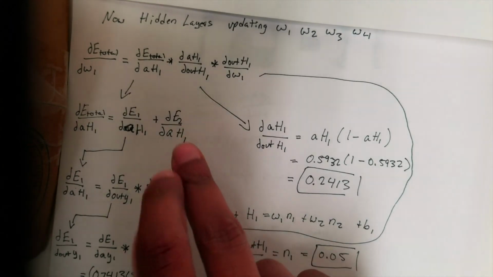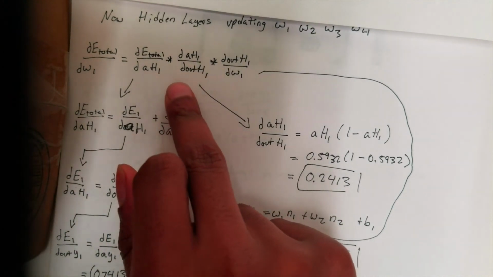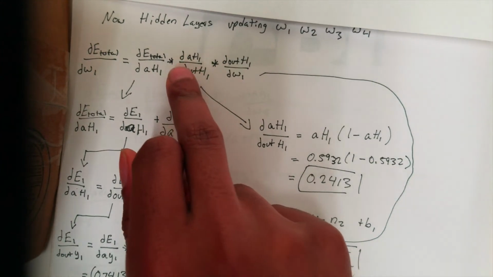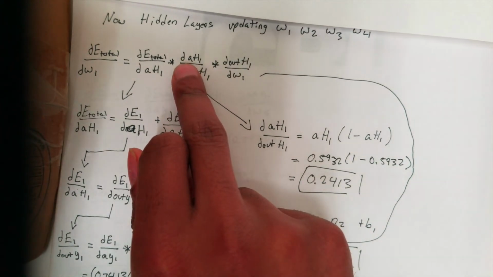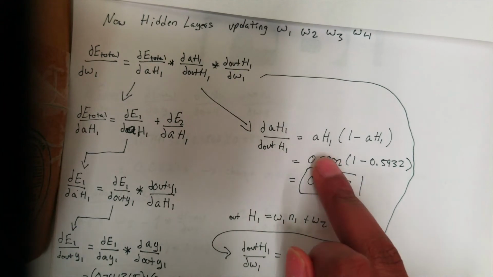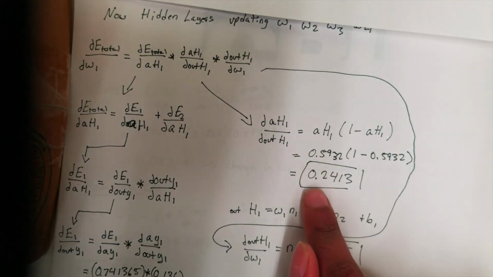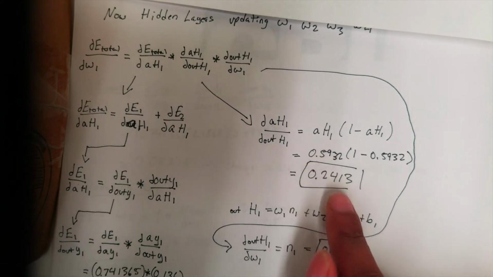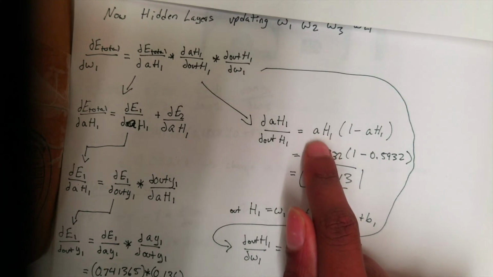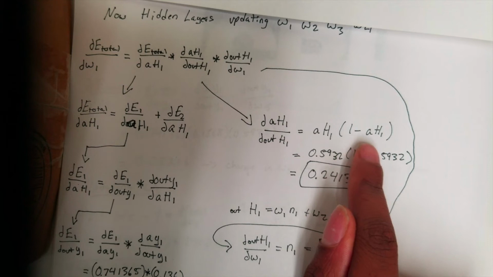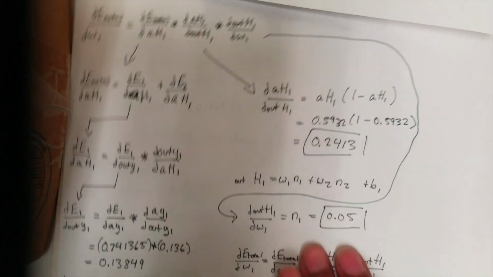Now we have to get this piece to the puzzle, which is the contribution of the output of H1 with respect to the output of activation of H1. And that right there is just the derivative of the sigmoid function, and that gets us this output right here, which is 0.2413. And it comes from the activation of H1, and it's substituted in for there.